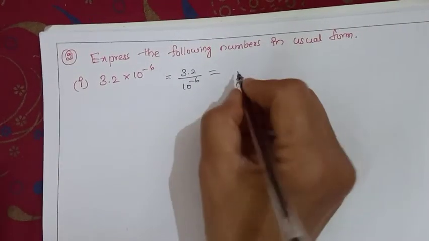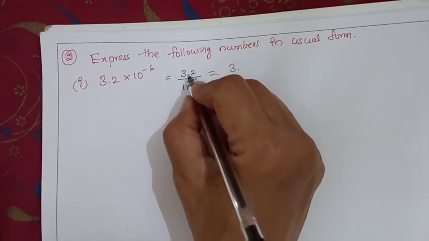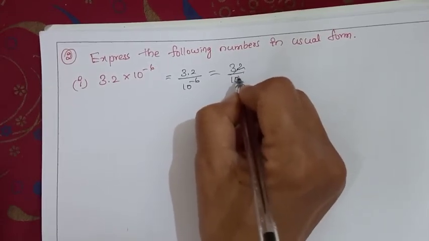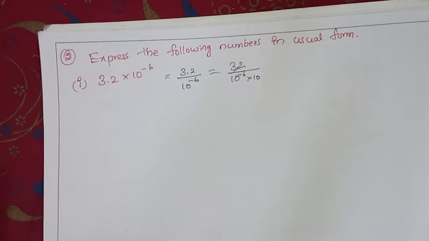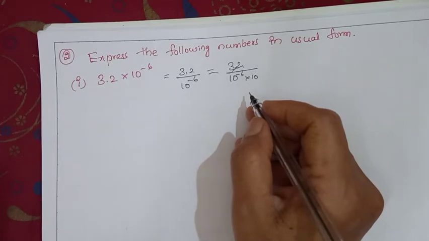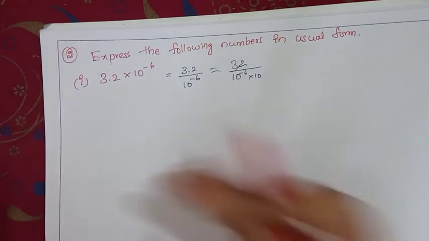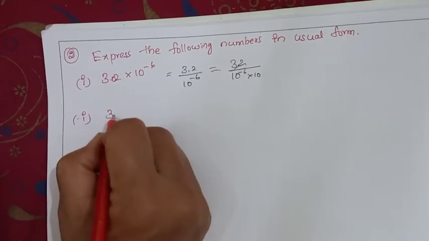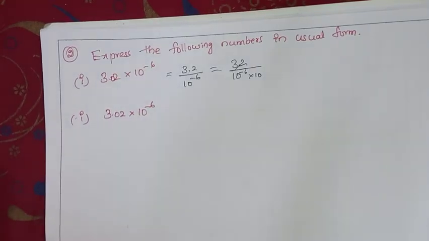Then we will convert 3. We will remove this decimal also. Okay, 32 by 10 to the power of minus 6 into 10. Okay, next. One small mistake, children. Here the copied question is 3.02. Okay, once again I will explain. The question was copied wrong. 3.02 into 10 to the power of 6.